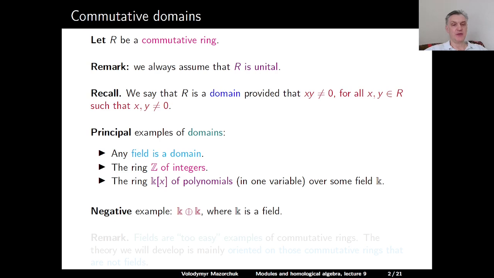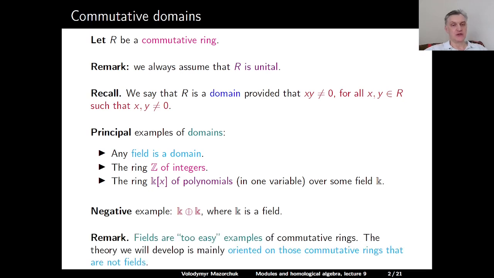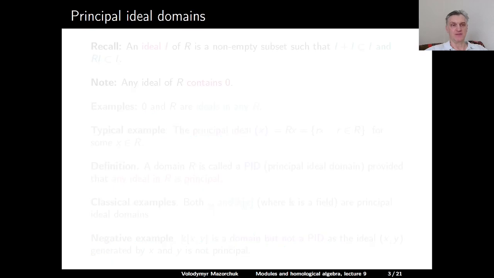A negative example is the ring which we obtain if we take a field K and take a direct sum of this field with itself. Please also note that fields are very easy examples of commutative rings. The theory, which we will develop in this part of the course, will be mainly oriented on those commutative rings that are not fields. Now we can define our main protagonist, principal ideal domains.